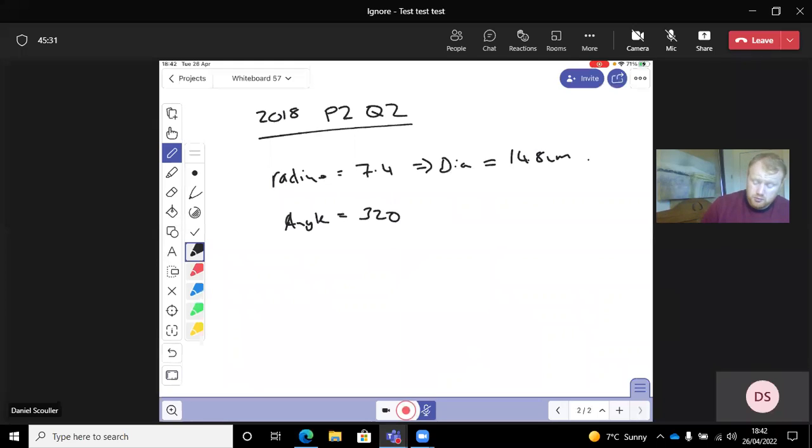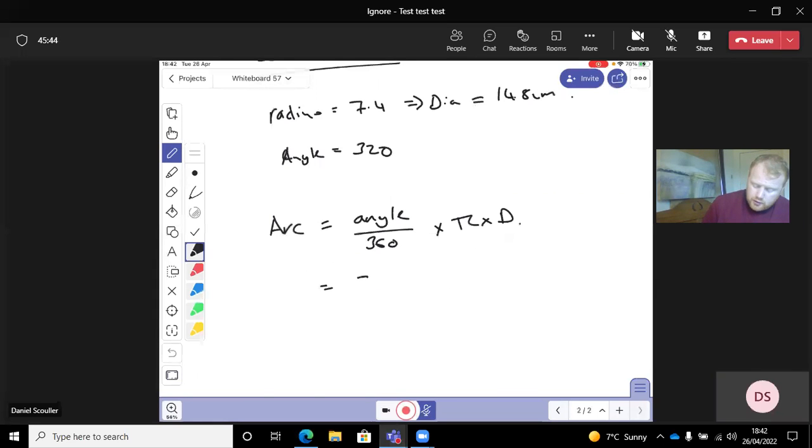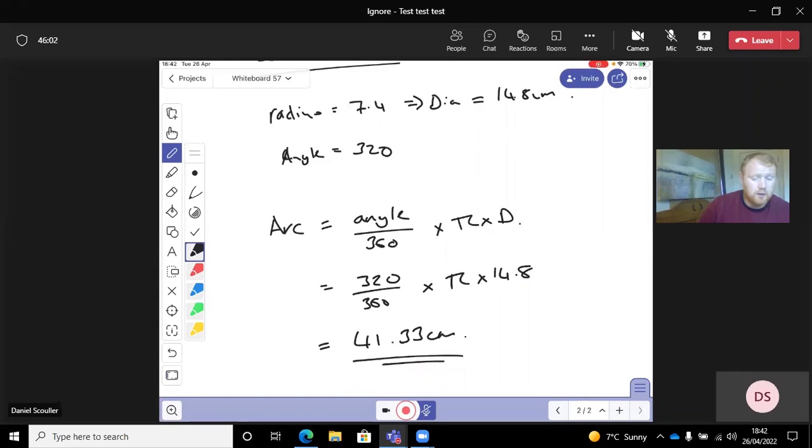Brilliant. Okay, so length of the arc equals angle over 360 multiplied by pi multiplied by the diameter. Okay, so 320 over 360 multiplied by pi multiplied by diameter, which is 14.8. We're sticking that in our calculator, and we're getting 41.33.